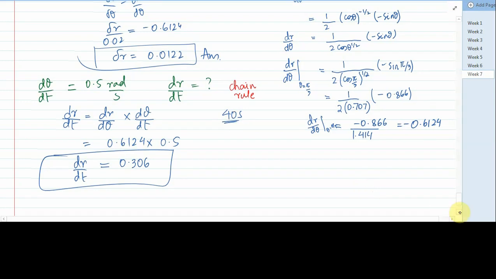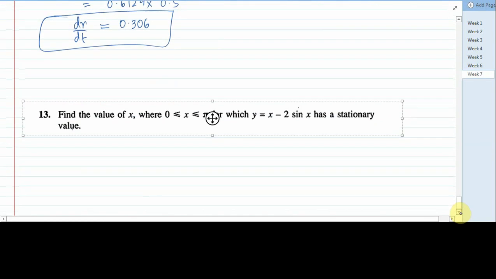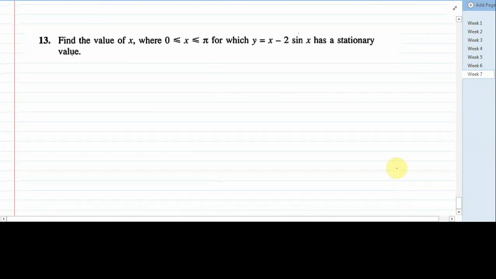After this question, moving on to the next one. It's question number 13 from the same exercise 18.1. It says, find the value of x, where x is from 0 to pi, for which y equals x minus 2 sine x has a stationary value. Alright, so it is an easy question. You all know very well the concept of a stationary point. So you need to give it a try first, and for this question you have a time of 3 minutes. So start.